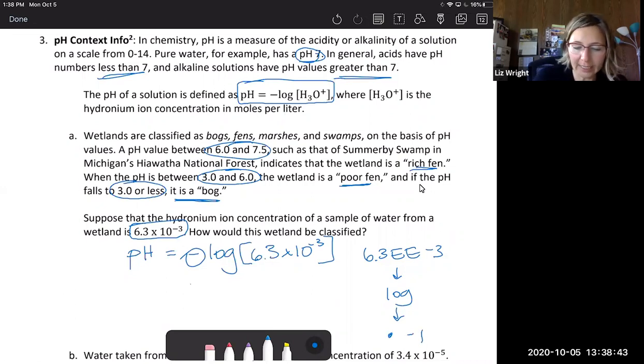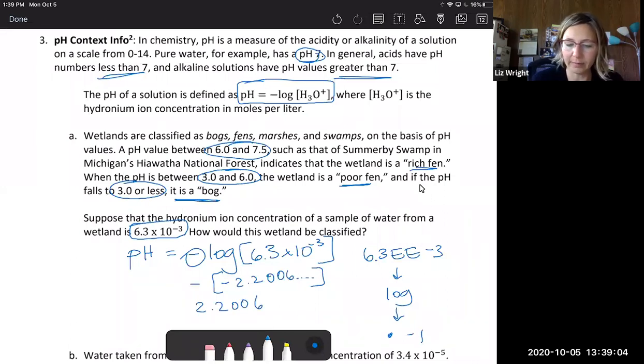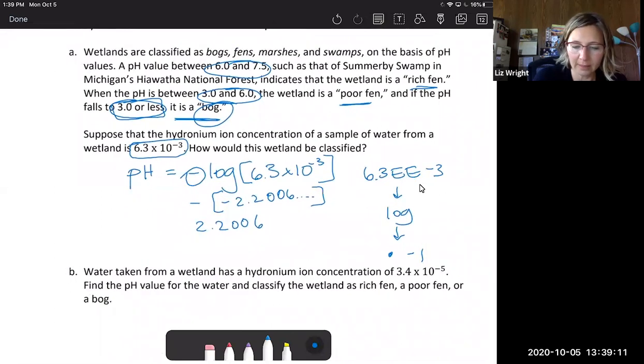So what we should end up getting from this, after we take the log of that number, is negative 2.2006, and that keeps going, which means that we're going to have a positive 2.2006. And so how does this get classified? We'll go back up above, and it's going to be right here, 3 or less. So it's going to be a bog. This gets classified as a bog.